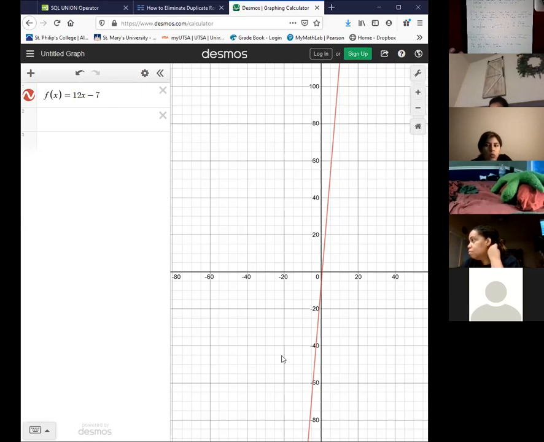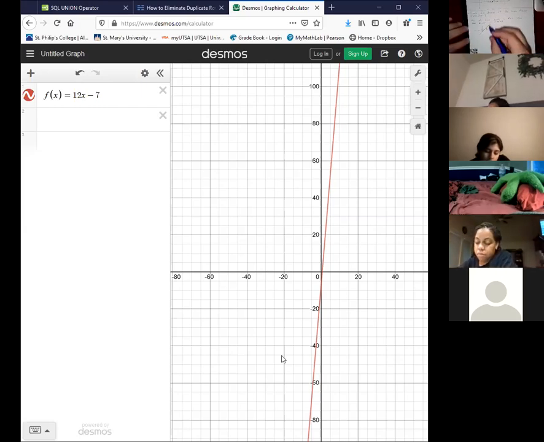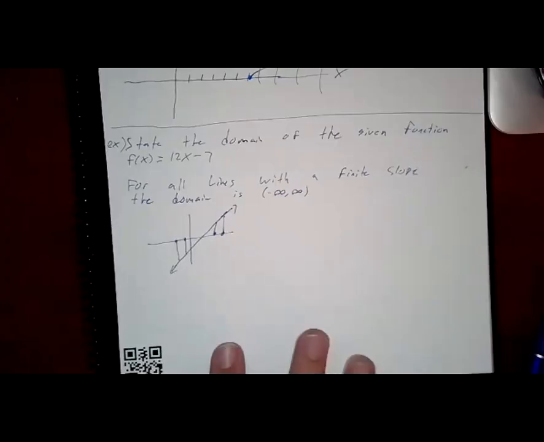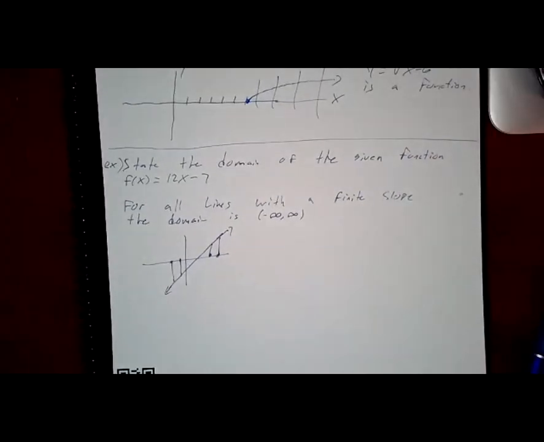Visually, this is what's happening. If every single x eventually hit the graph, see what I'm saying? That's the reason.